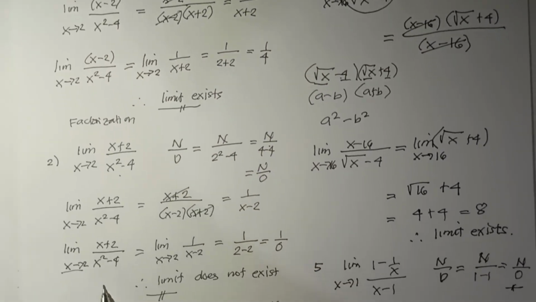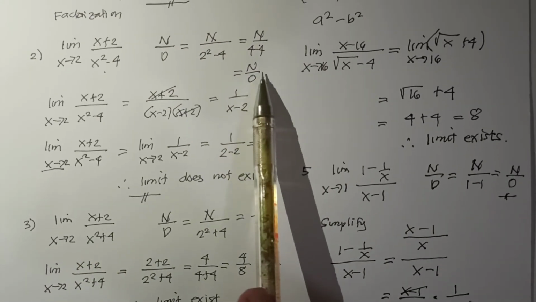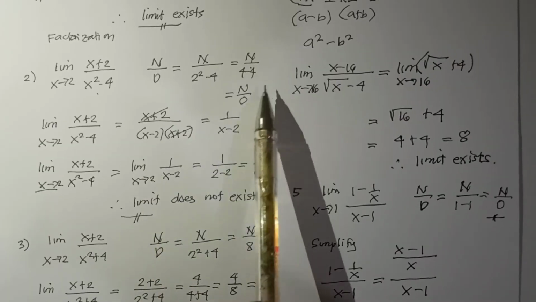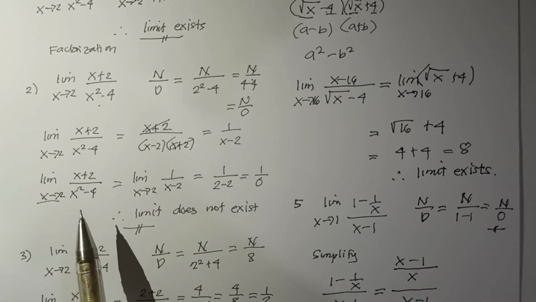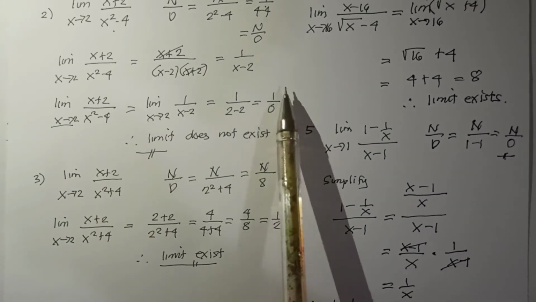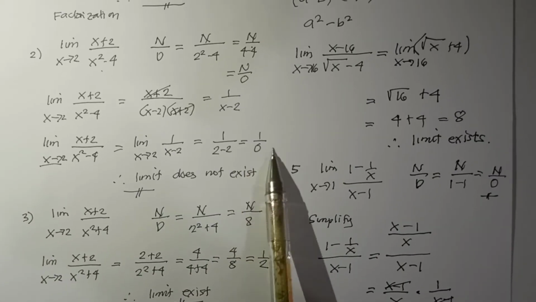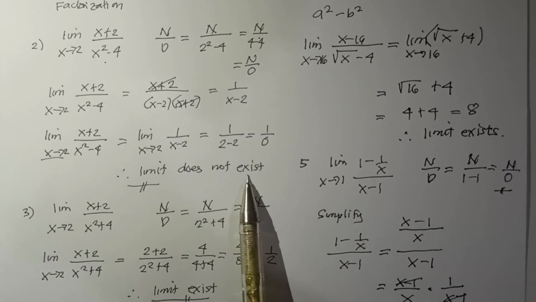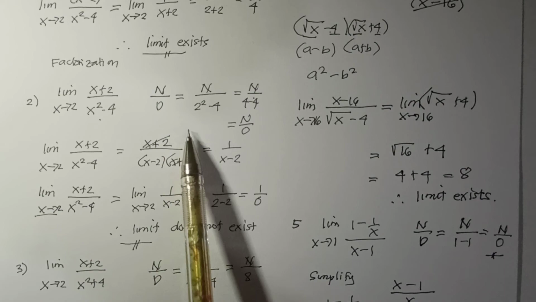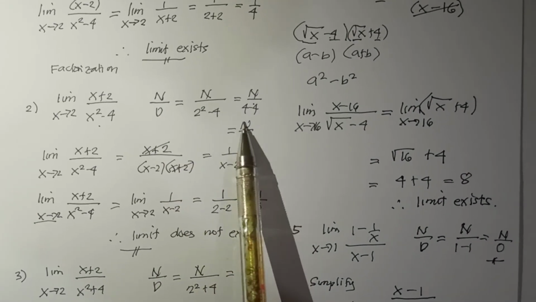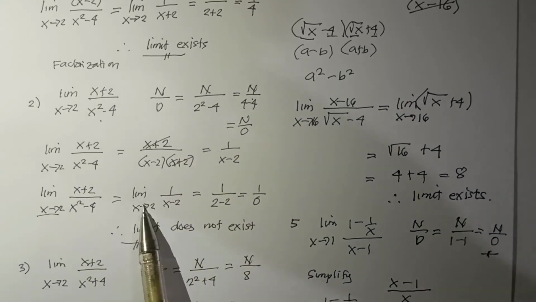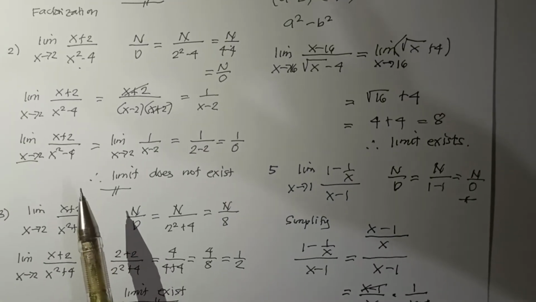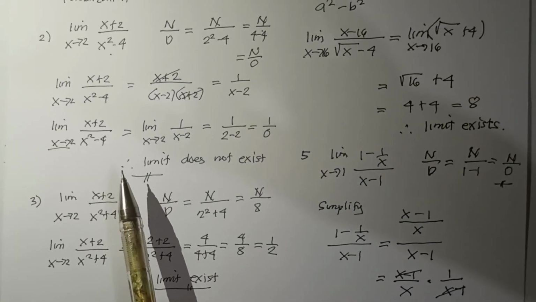In number 2, the limit does not exist even though we factored it and used the substitution n over 0. Still, the resulting part, we have 1 over 0, so the limit still does not exist. By our substitution method, it was still 0, and we factored it, but still the limit does not exist or is not defined at x equal to 2.